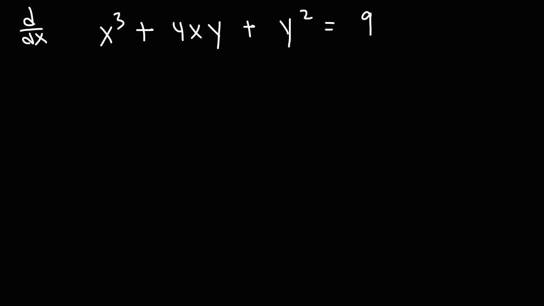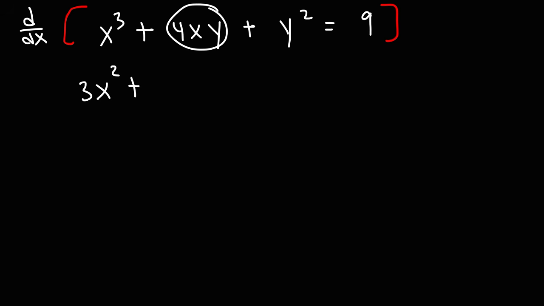For the sake of practice, let's work on one more example. Let's say we have x cubed plus 4xy plus y squared is equal to 9. Go ahead and calculate the value of dy over dx. So we're going to differentiate this entire equation with respect to x. The derivative of x cubed is 3x squared.